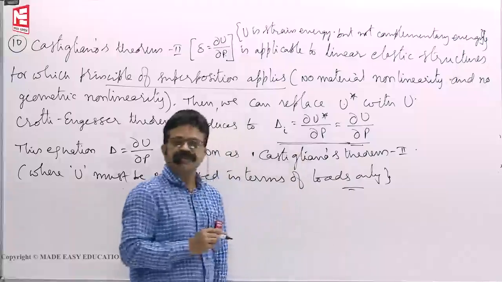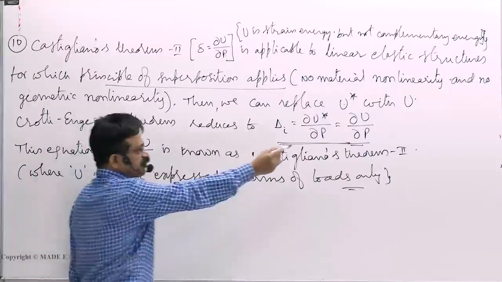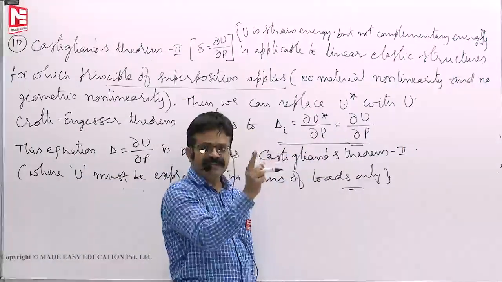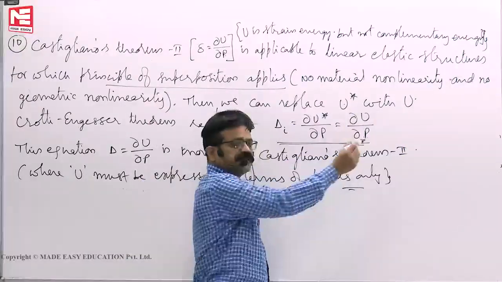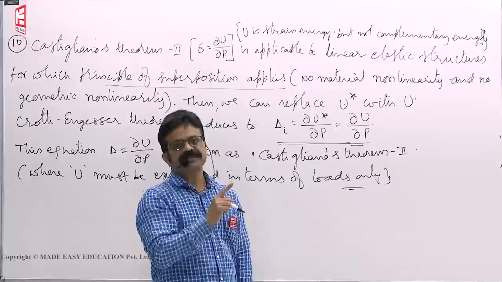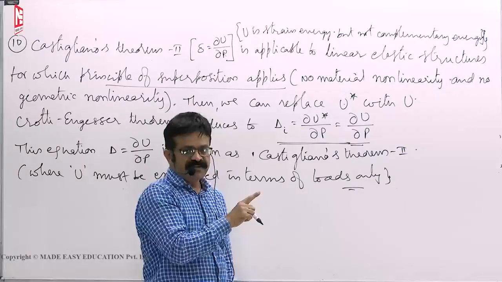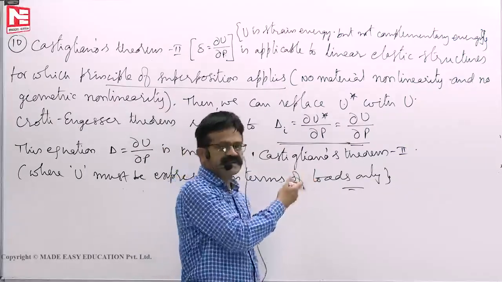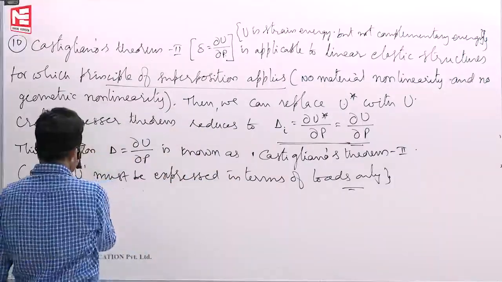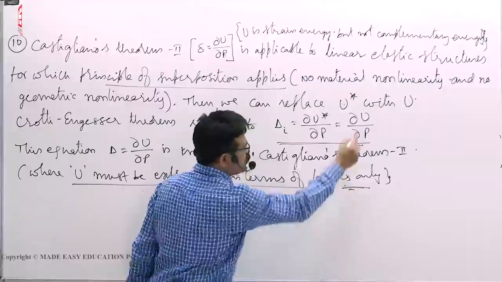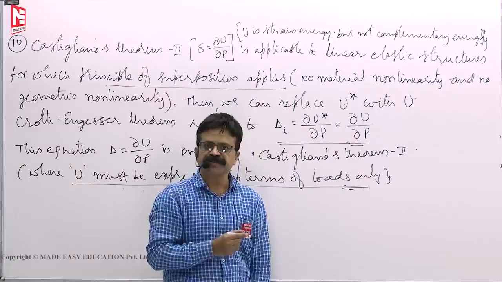In Castigliano's theorem 1, the strain energy is expressed in terms of displacement. Here also it is strain energy U, but that strain energy you have to express in terms of the forces. For linear elastic materials, whether you write displacement or force, the result is the same. U must be expressed in terms of loads only, then only you can differentiate it with respect to forces.